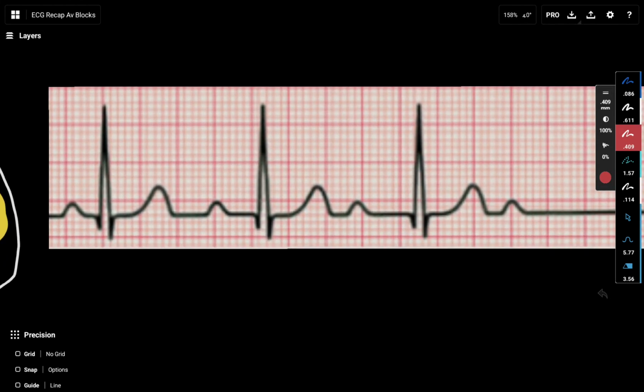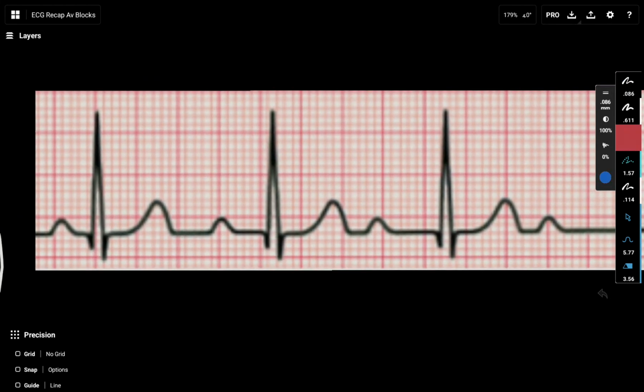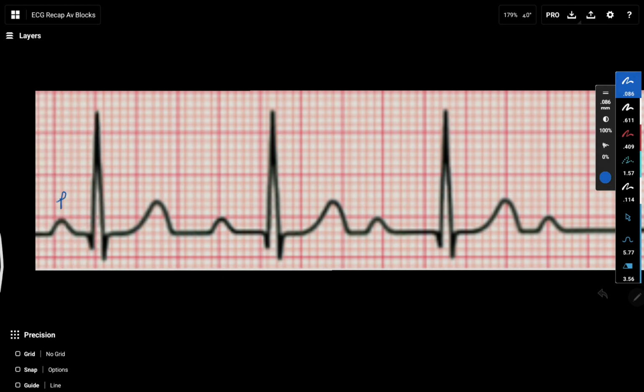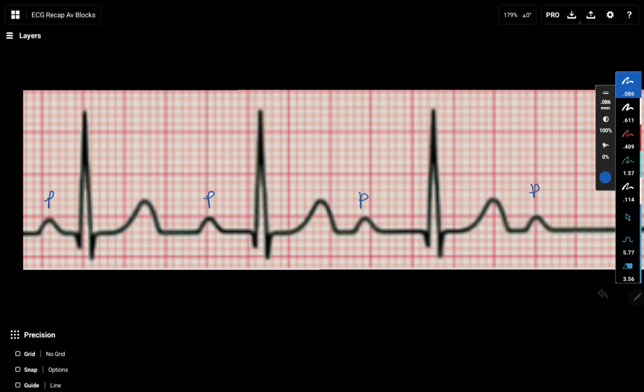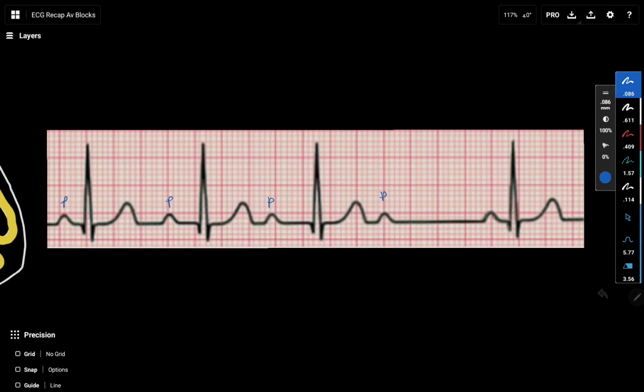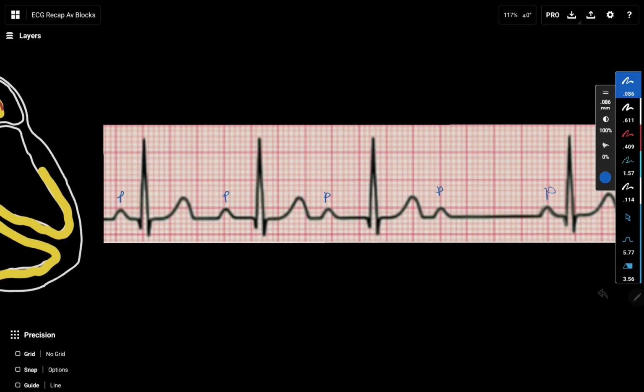Here we go. We'll have a look at our ECG here. Once again, we'll try to identify the P waves. There's a P wave here. There's another one here. Another one here. Another one here. And last one here. So what's going to happen there?